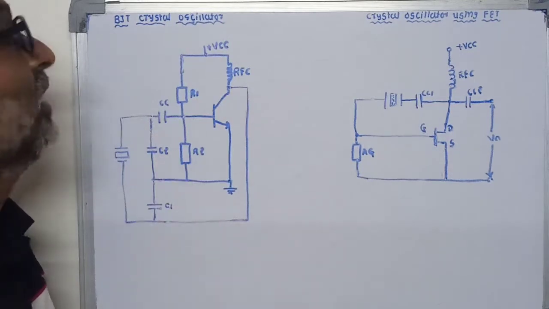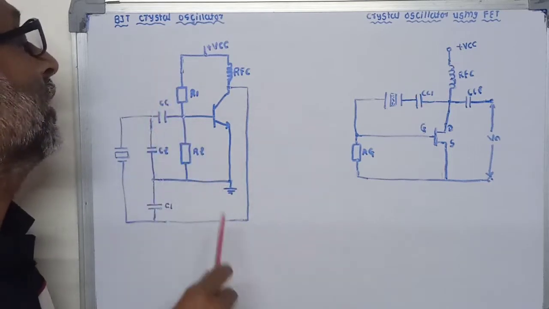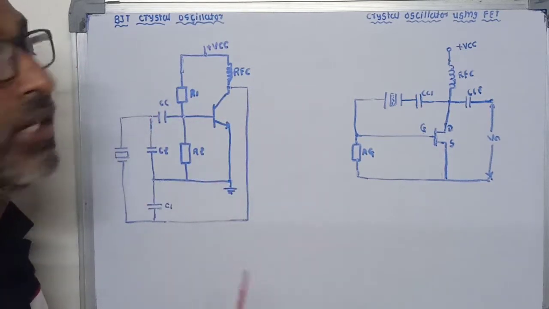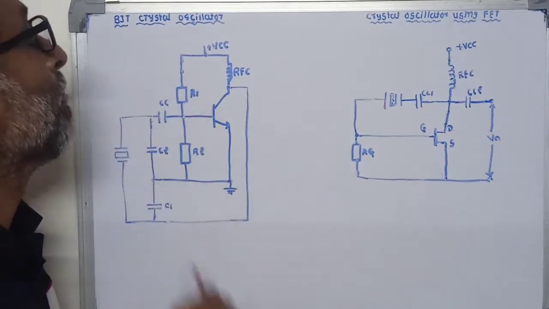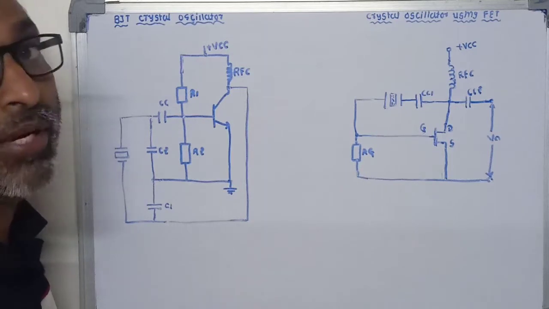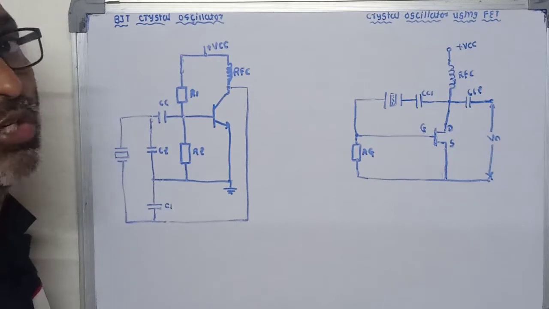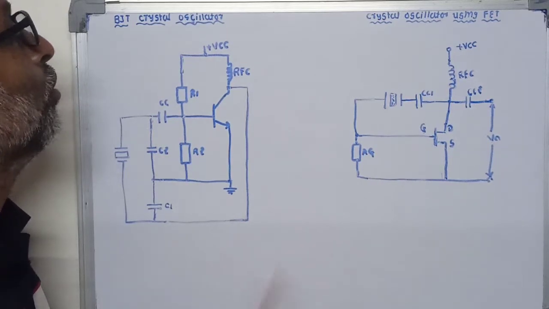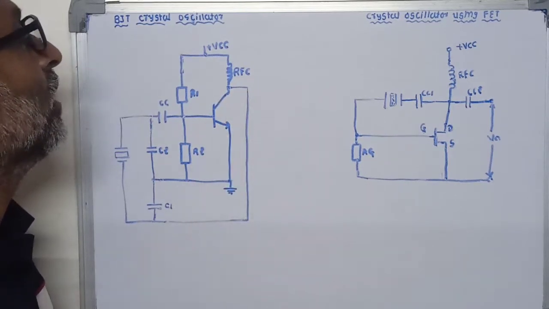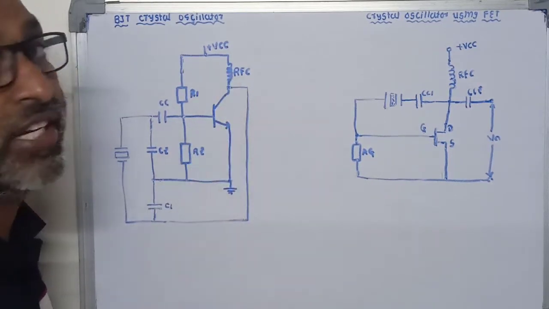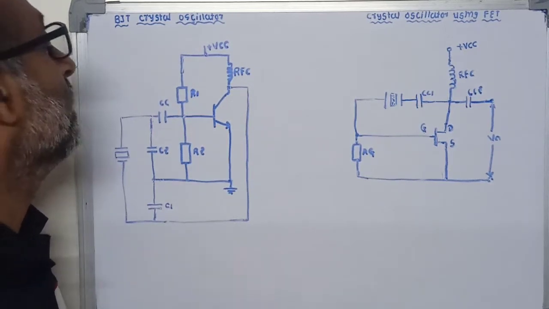BJT crystal oscillator. Now this is the crystal oscillator circuit using a BJT. Here Q is the NPN type transistor, which is used as an active device for the oscillator. RFC is the radio frequency choke, which provides very high reactance to the high frequency voltage. So the high frequency voltage cannot go to the power supply, but the transistor gets DC supply through this RFC because it offers very low reactance to the DC signal.